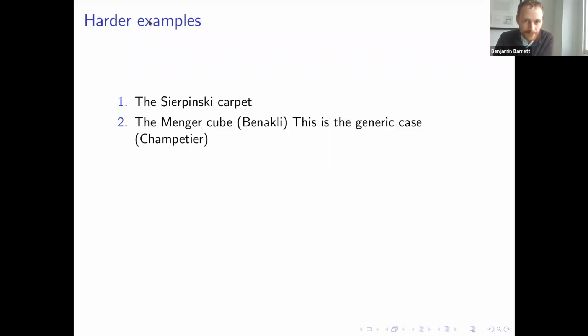And then Champetier proved that this is the generic case. So I said something brief earlier about random groups being hyperbolic. In fact, random groups are hyperbolic with Menger cube boundaries. So this is sort of generic. Almost all hyperbolic groups have the Menger cube as their boundary, in a sense.